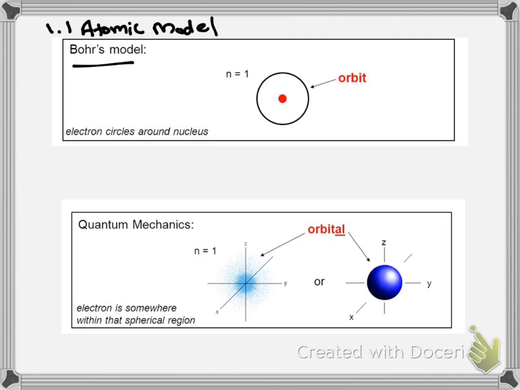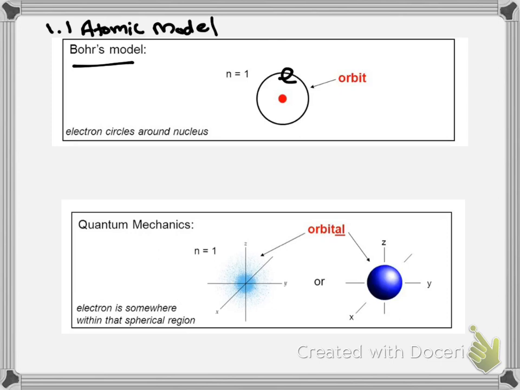and around the atom you have something called an orbit. This is where the electrons travel. So if you see here, you can see the red dot is the nucleus, and the electrons will travel around the nucleus in something called an orbit. This is the Bohr model. Bohr said that these electrons travel in fixed paths called orbits, and electrons have certain energies.